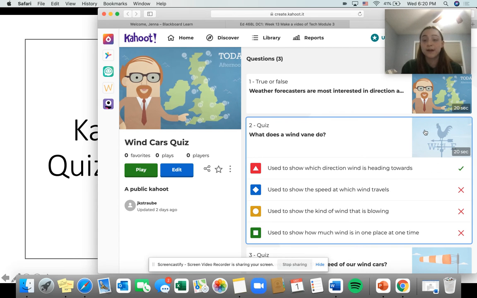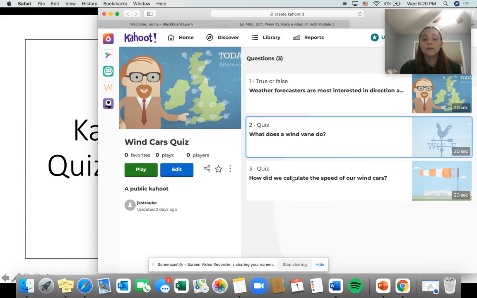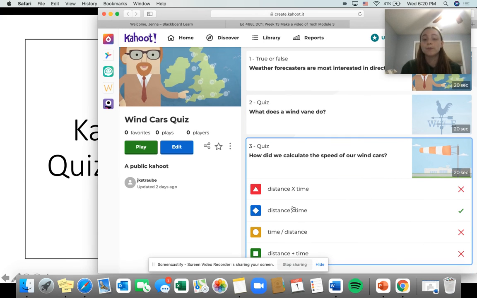And both of those can be found in the video, so the students should remember those answers from the video they watched. And then for the third question, I have how did we calculate the speed of our wind cars, which would be distance divided by time.